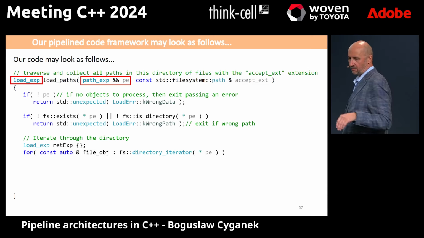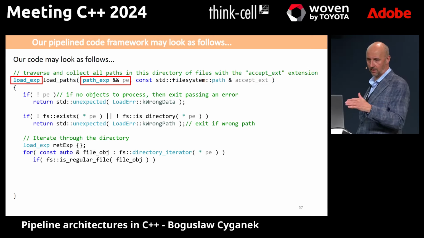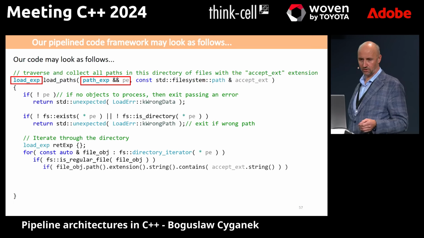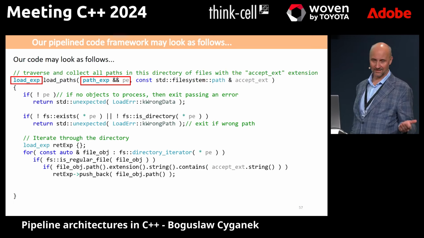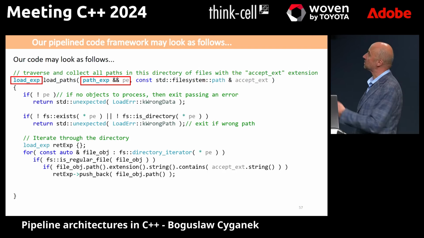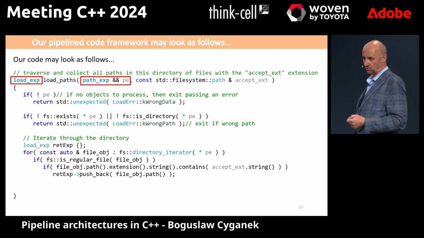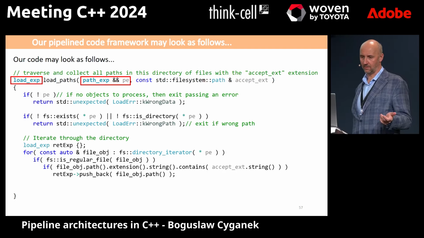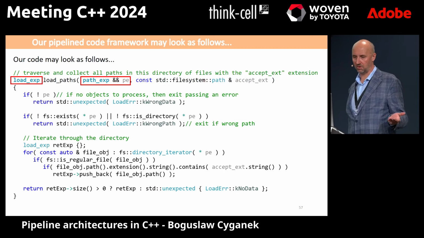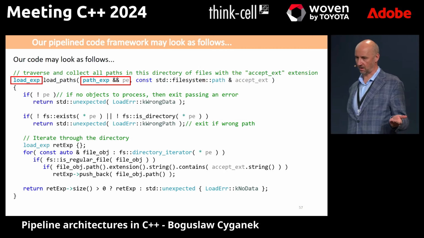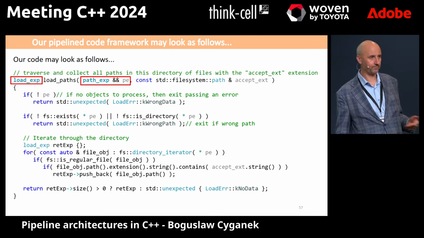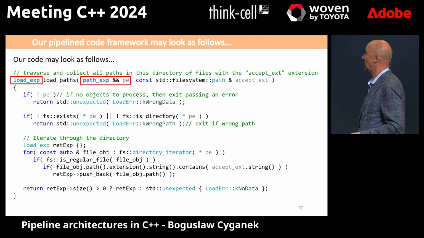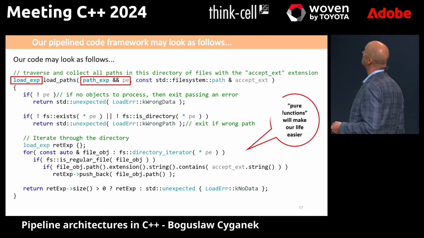So we are checking some errors, with some simple code. I traverse the directory. If it contains the accepted extension, using this contains from the standard library, then I push back. And then we return either the object, this red expected, or unexpected, no data. I tried, but I failed. So this is our first function.